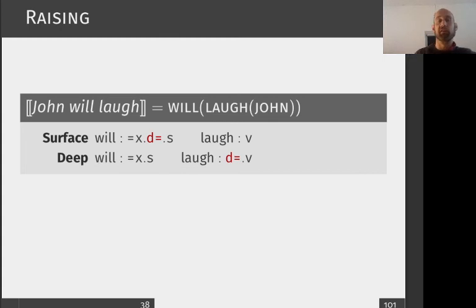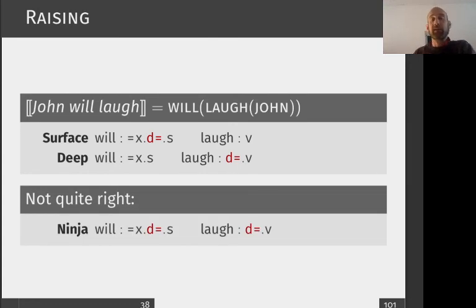So its surface structure looks like this. Will, so John is an argument of will on the surface, but on the semantics, we see that he's an argument of laugh. So the surface structure could be generated by putting the =D feature on will, but the semantic structure, so to speak, should be generated by putting the DP selection feature on laughs. This is just to motivate the plausibility of the technique.